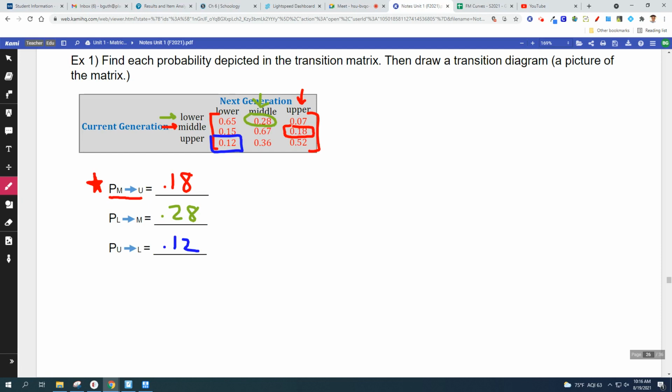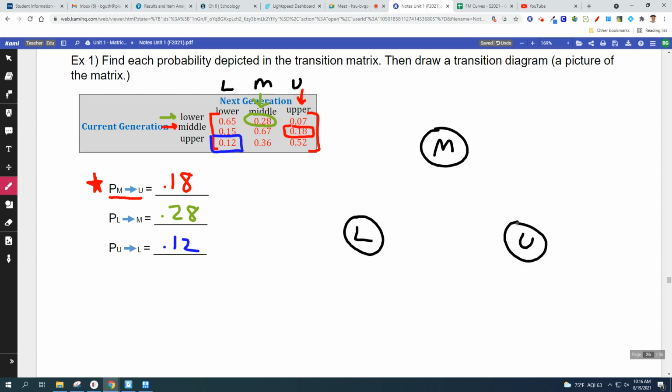Now we're going to draw a transition diagram. So a transition diagram is a picture of this matrix. So what you'll want to do is have L, M, and U. Those are my 3 states. So what I'll do is make a circle with an L in it, and a circle with an M in it, and a circle with a U in it. Those are just representative of lower, middle, and upper. So see how there are 9 numbers in the matrix? We're going to have 9 arrows in our drawing.